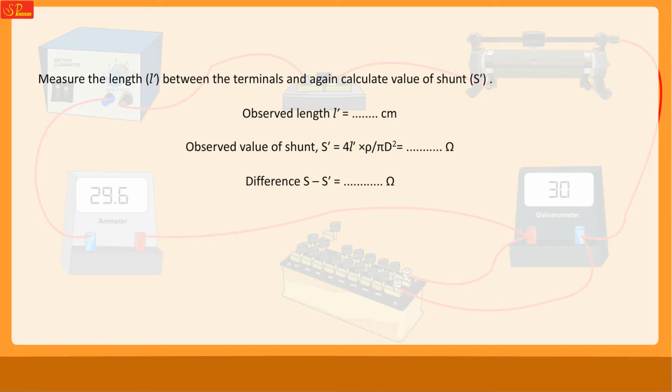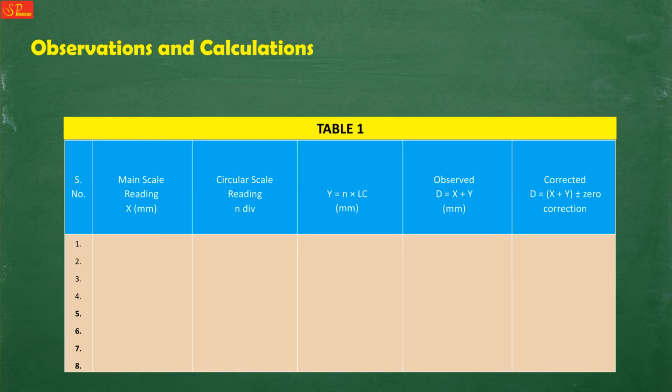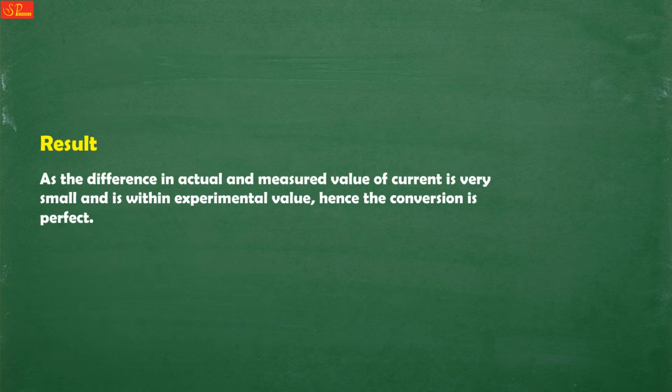Observed length L dash equal to centimeter. Observed value of shunt S dash equal to 4 L dash into rho by pi d square, equal to ohm. Difference S minus S dash equal to ohm. Observations and calculations: record all the observations in the following table and calculate the values. Result.